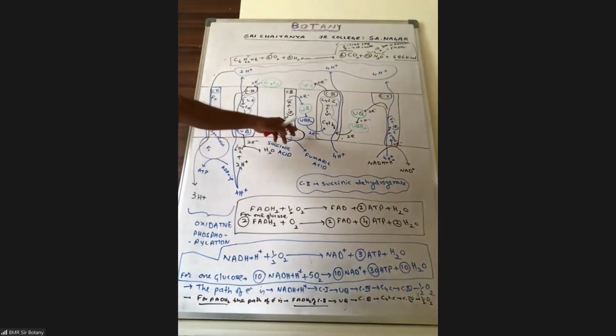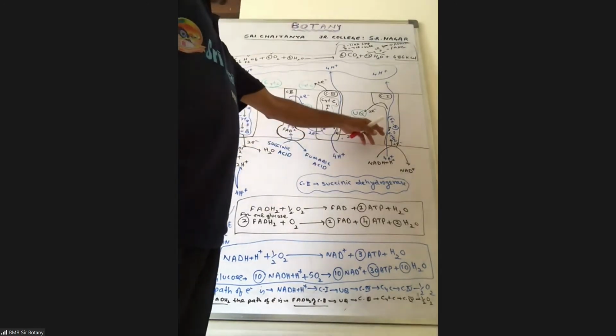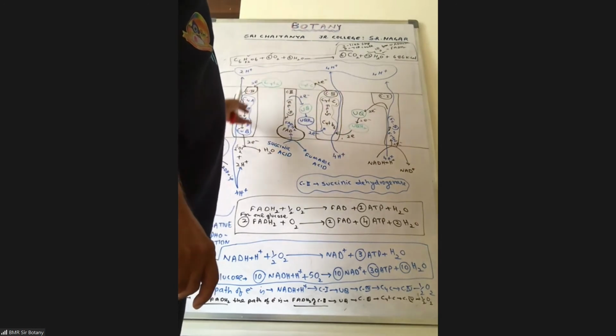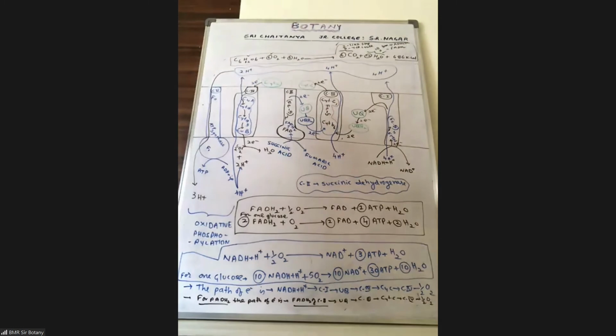If it is FADH2, the path is this way, then only 6 protons, then only 2 ATPs. If it is from here, the path is this way, then 10 protons, then you get 3 ATPs. Simple calculation is concerned. That is in accordance with the chemiosmotic hypothesis that I'll discuss tomorrow better.